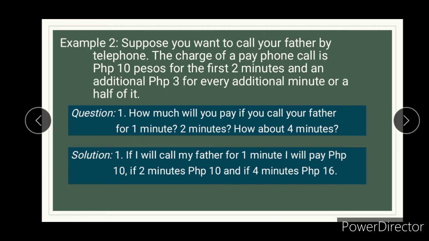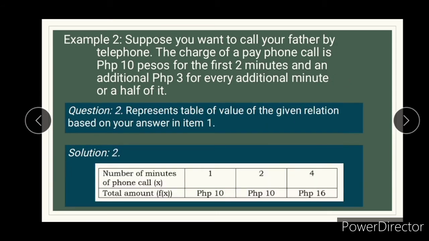Solution. If I will call my father for 1 minute, I will pay 10 pesos. If 2 minutes, 10 pesos. And if 4 minutes, 16 pesos. Question number 2. Represent a table of values of the given relation based on your answer in item number 1.